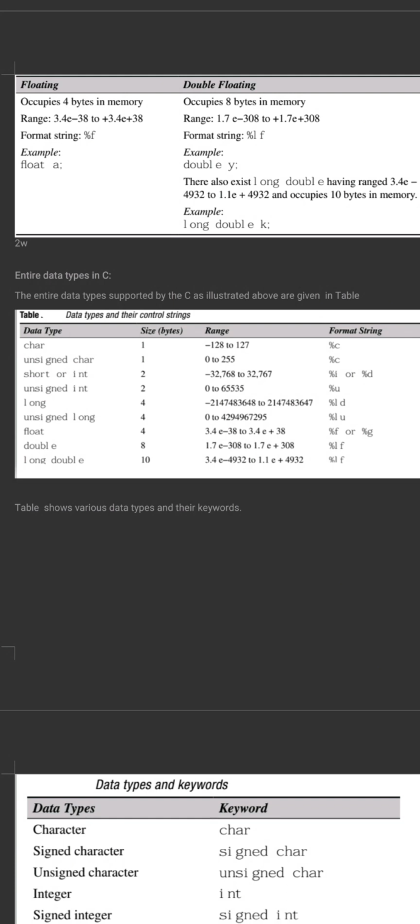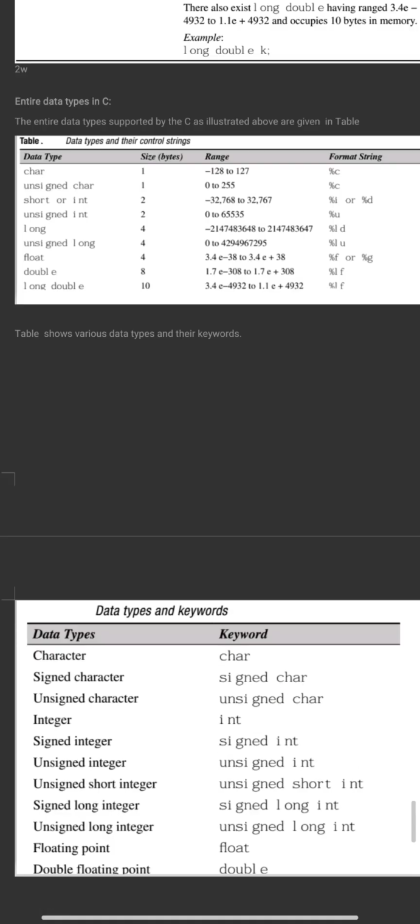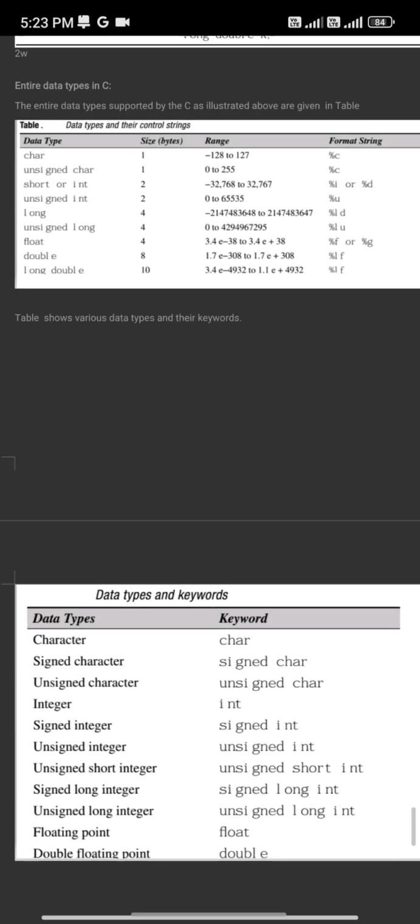For short or int, it is %i or %d, and for unsigned int, it is %u. For long, it is %ld, and for unsigned long, it is %lu. And for float, it is %f or %g. And for double, it is %lf, and for long double, it is %Lf. So you have to learn these by heart.